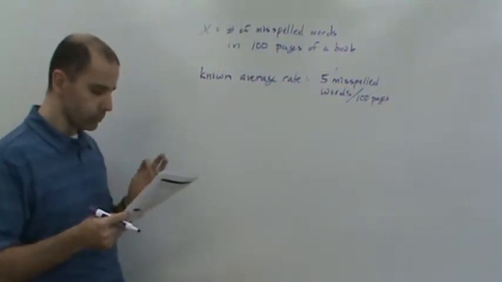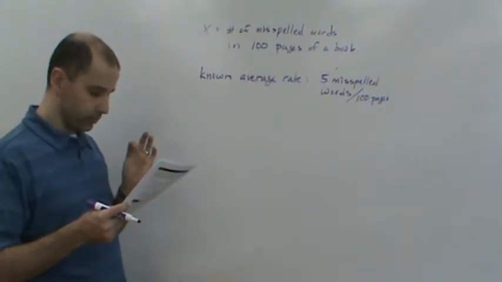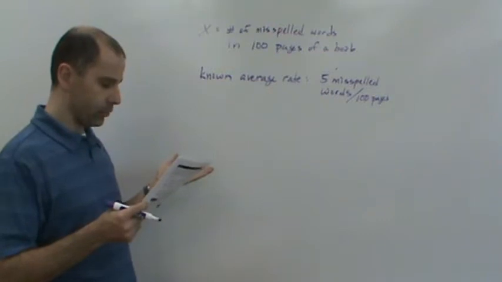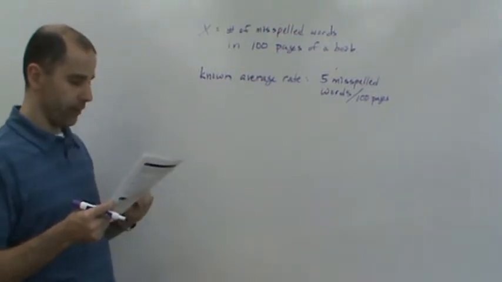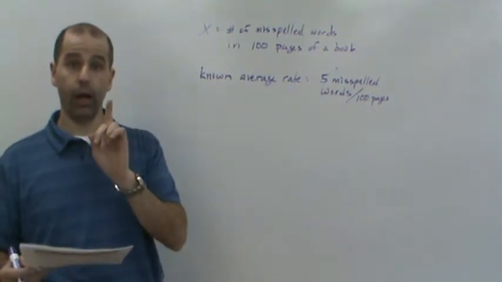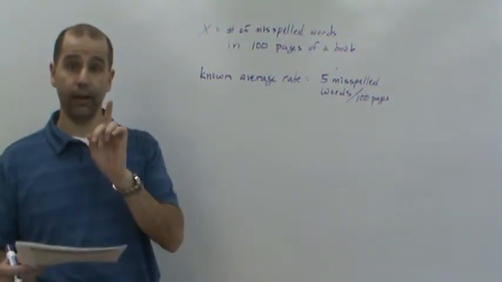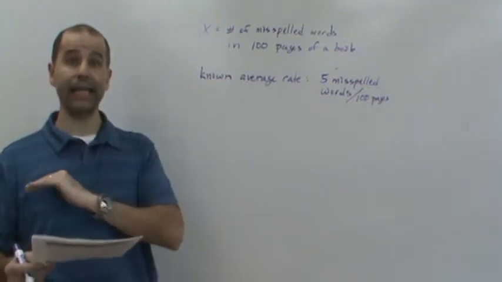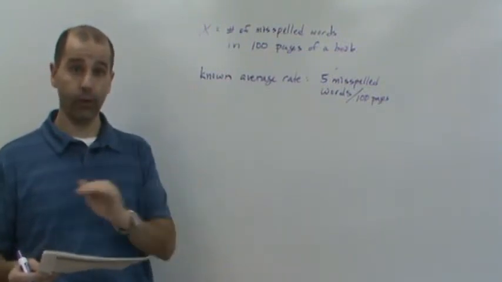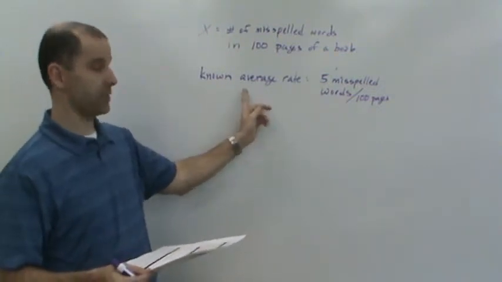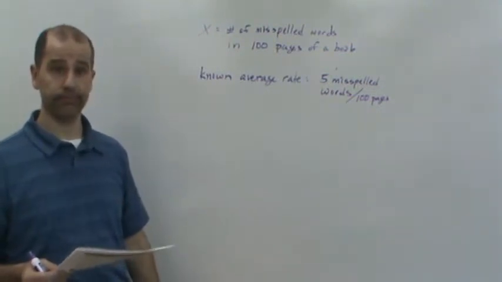So the probability of an event remains constant. So the interval is 100 pages. And so again, the probability of finding a misspelled word within the 100 pages is the same for each 100 pages. Why? Because they gave us the average rate. Okay?